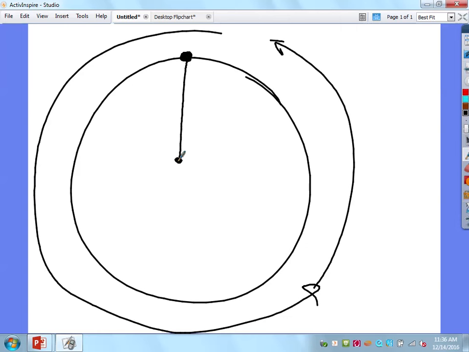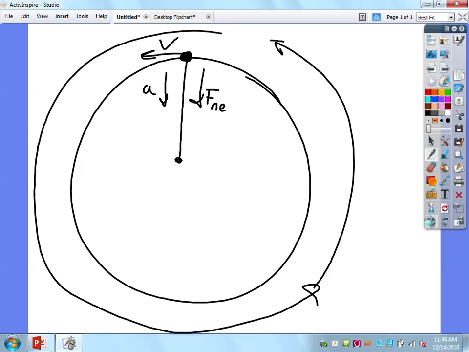Real quickly, let's go over this fast. Which way would velocity be pointing here? It would be pointing tangent to the left. Which way would acceleration point? Into the center. Which way would net force point? Into the center. So making sure we always understand that over and over again. I'm going to erase all that.